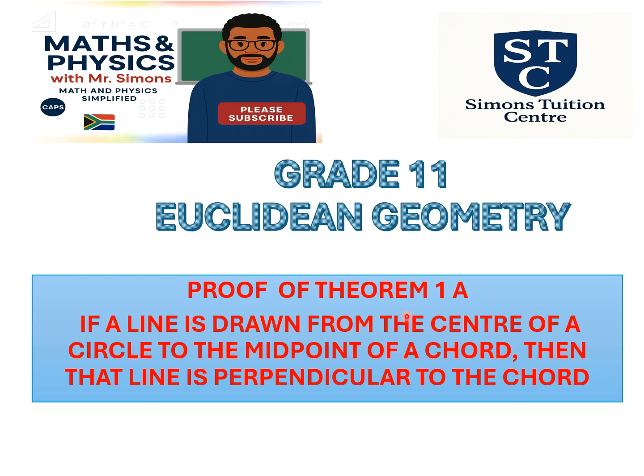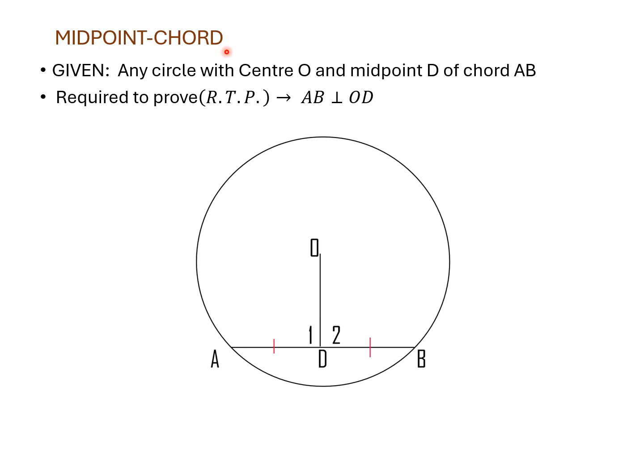We're going to be proving this theorem, and I'm going to show you how we give it to you and what you're required to do. Given any circle with center O, and midpoint D of chord AB, required to prove, and we just write RTP, that AB is perpendicular to OD, meaning where these two lines meet, there must be a 90-degree angle formed.